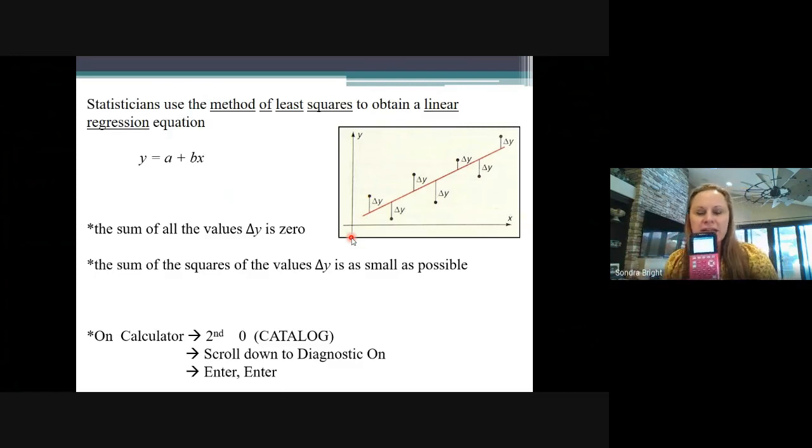So we've turned on the diagnostics, and that will give us some extra information that we're going to be looking for when we do these scatter plots. Again, hit second, 0, scroll down to diagnostic on. You could just use the arrow to go all the way to the D's, but the shortcut is to find the green D button on your calculator and hit that, and it'll bring you to the D's faster. Make sure your diagnostics are on.